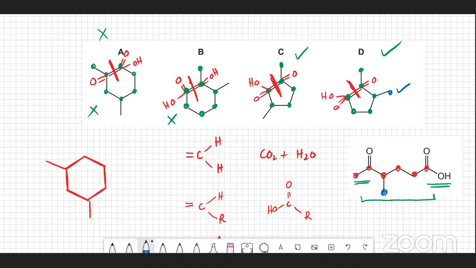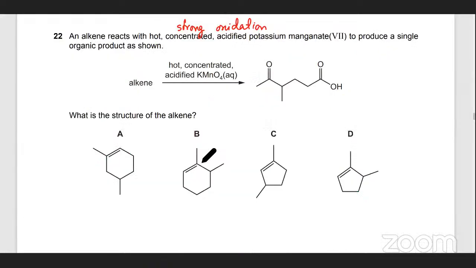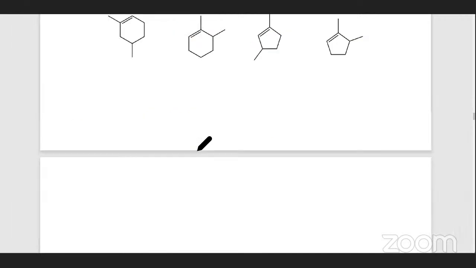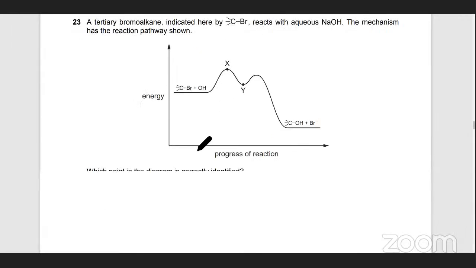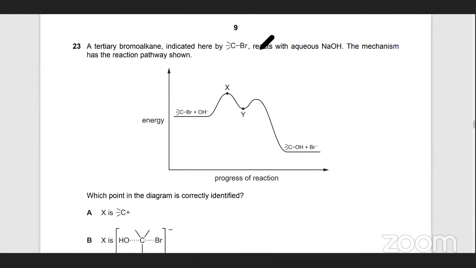Okay, so coming back to the original question, right next to the double bond. So coming back to the next one. The next question is question number 23, which is about a halogenoalkane, and he's saying a tertiary bromoalkane indicates that. So this is a tertiary bromoalkane, and it reacts with aqueous NaOH, and the mechanism of the reaction is shown.